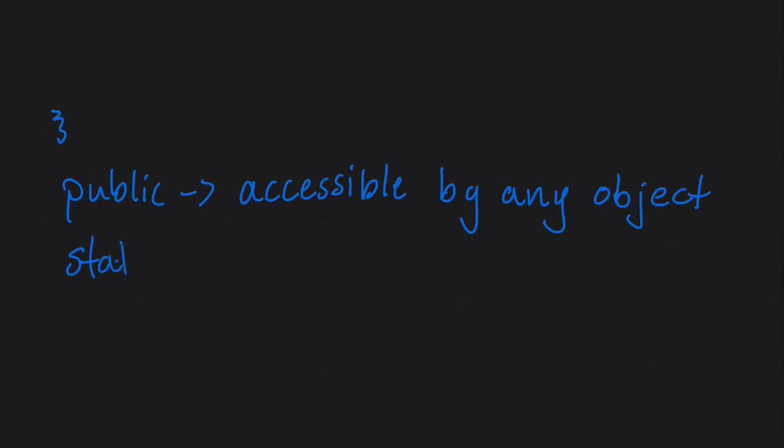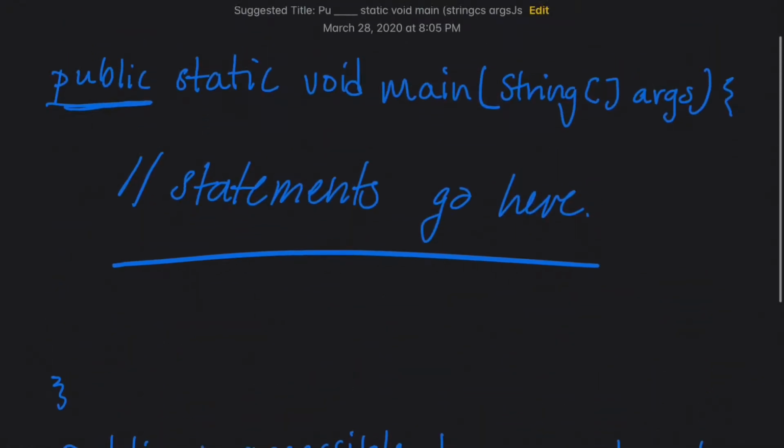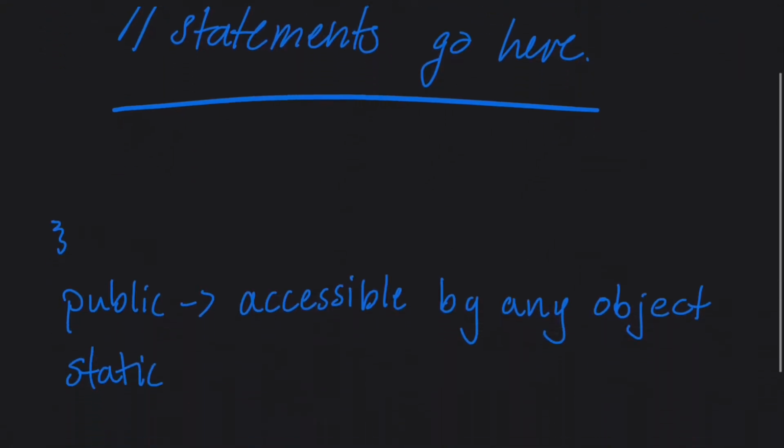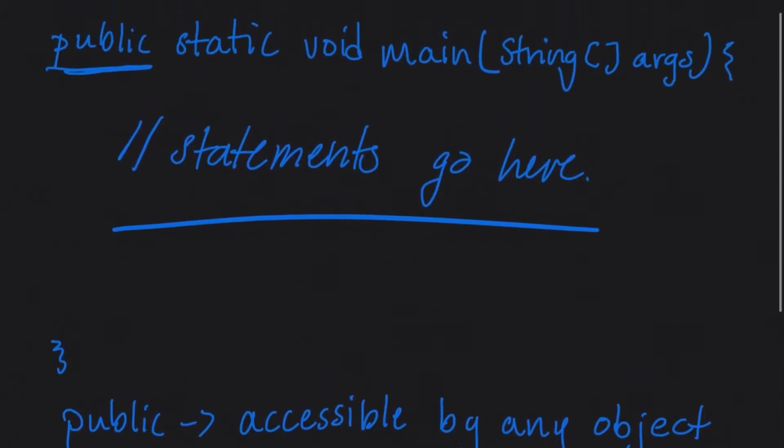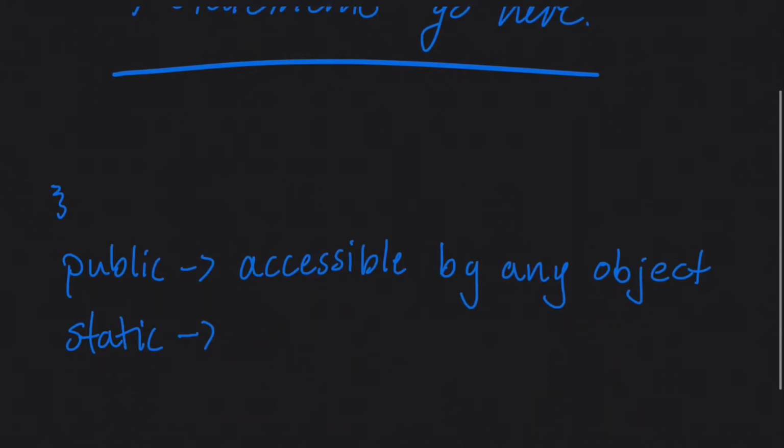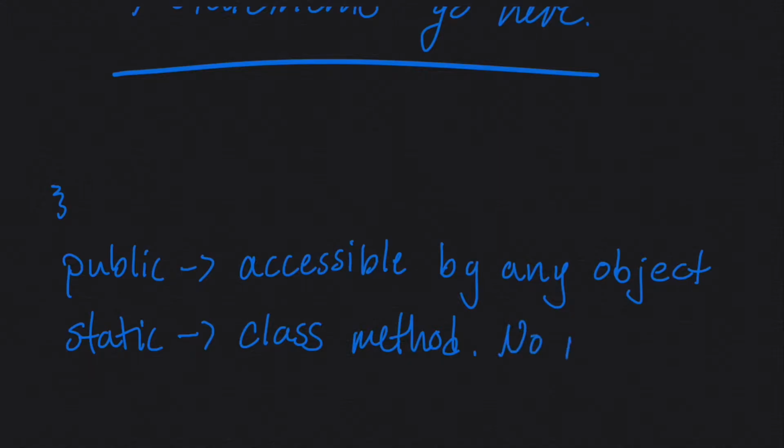Static, so we see up here there was a static method. Static tells us that the main method is a class method. This means that we can call this method without having to instantiate the class. So no need for class instantiation.